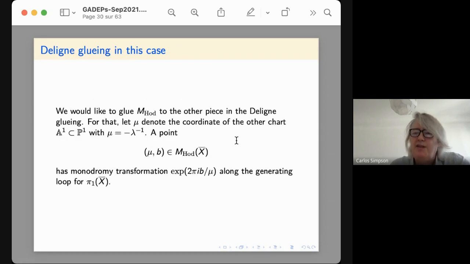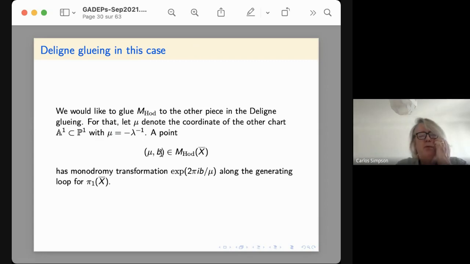Now we'd like to apply the same Deligne gluing principle here. So we'd like to glue this Hodge moduli space to the other chart, a chart corresponding to the complex conjugate space. Let's use a different name: let's use the coordinate mu to be the lambda coordinate, but for the other chart in the Deligne gluing. So mu equals minus lambda inverse.